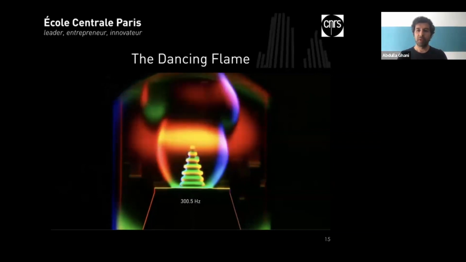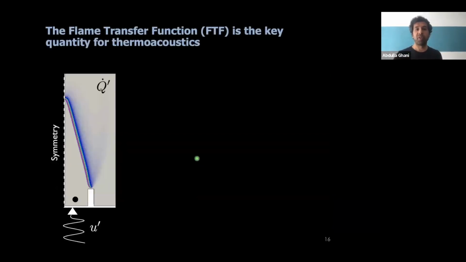I hope it was audible and you could hear it. So we have seen 3 different frequencies, 150 hertz, 200 hertz, 300 hertz, and each time the flame surface was reacting differently. This is the approach that we want to use, this forced flame approach, to compute the flame transfer function. So what's the flame transfer function?